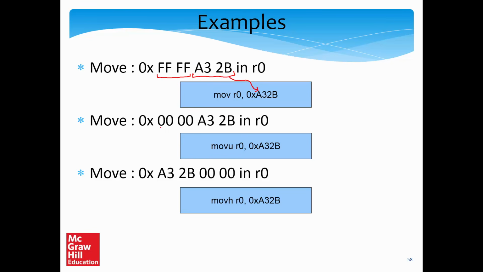If we want to set the upper 2 bytes as all zeros, right? In this case, all that we need to do is we need to have the U modifier, which will ensure that the most significant 2 bytes are zeros. Likewise, if we want A3 and 2B to be in the two upper positions, most significant positions, then what we do is that we'll use the H modifier to move them to the most significant positions and set the rest of the bits or bytes as 0.